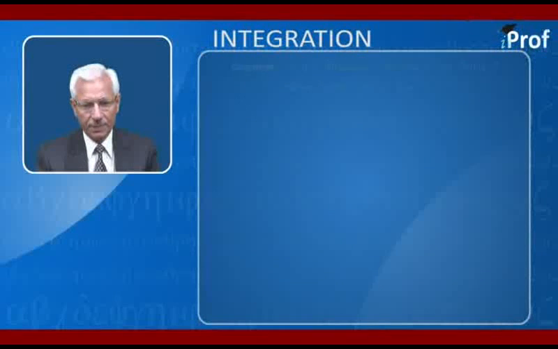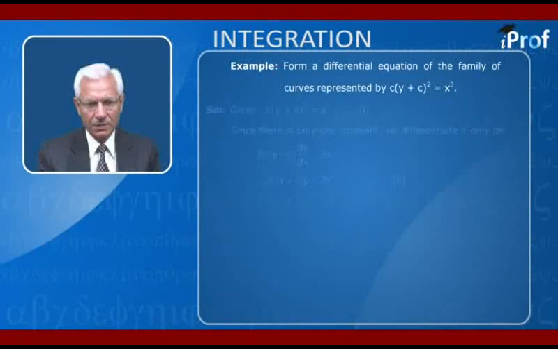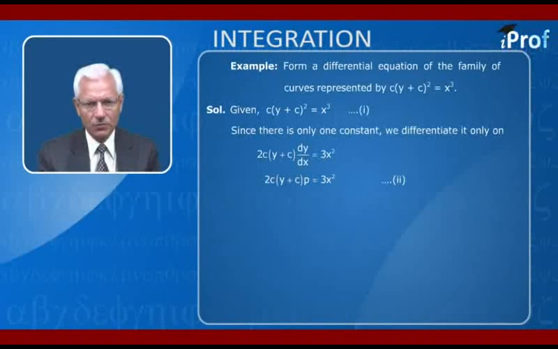For example, find the differential equation of the family of curves represented by c(y + c)^2 = x^3, where c is the arbitrary constant. Since there is only one constant, we differentiate only once. That is, given c(y + c)^2 = x^3, we differentiate it once.